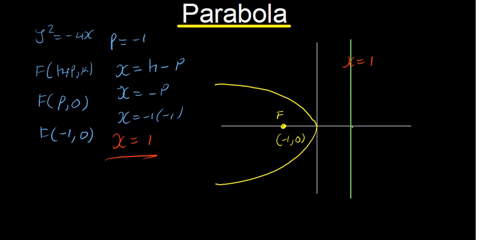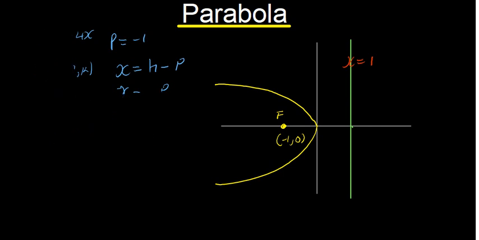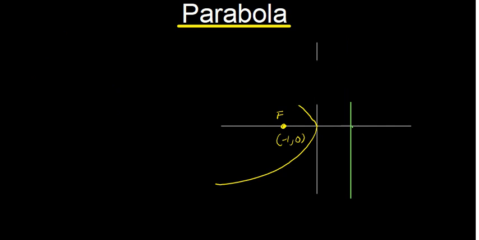Okay, so now let's try to find questions where the vertex is not at the origin. Why do I keep on saying centered? Okay, where the vertex is not at the origin. Let's try to find such questions.